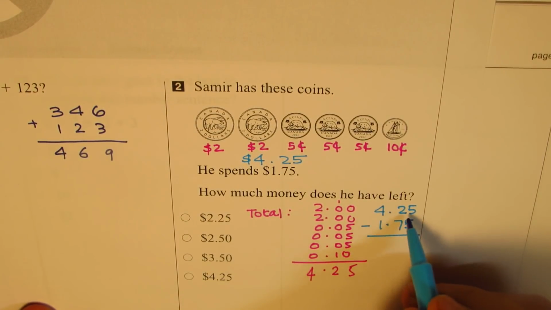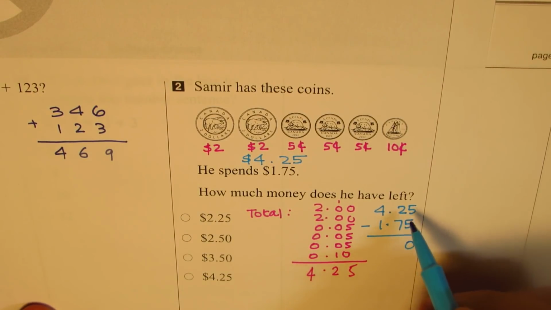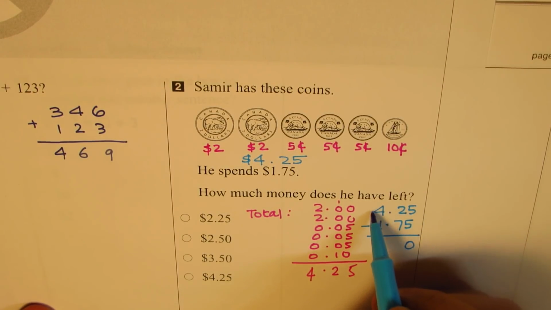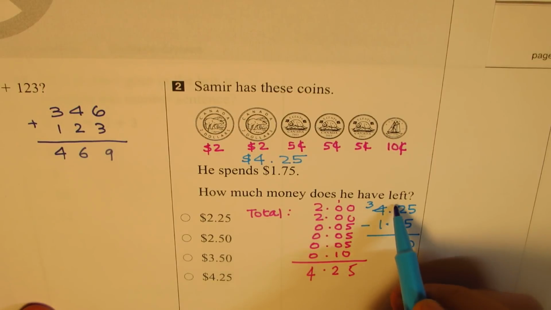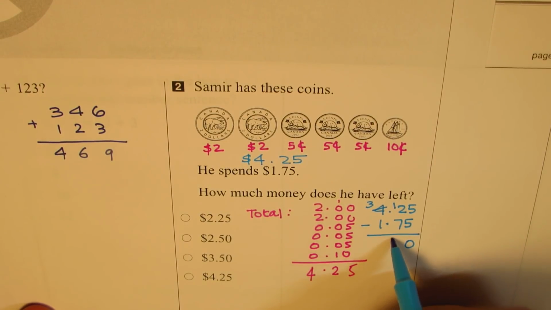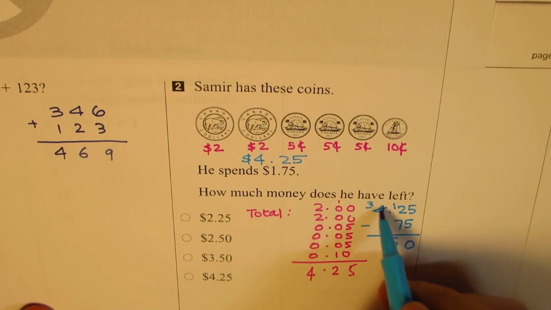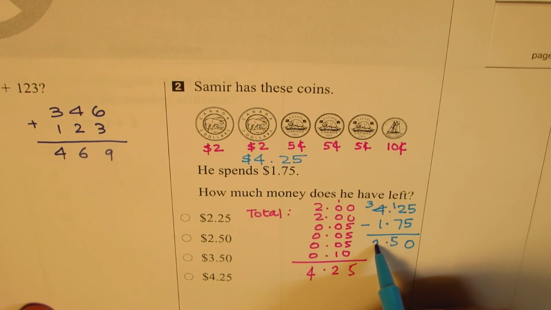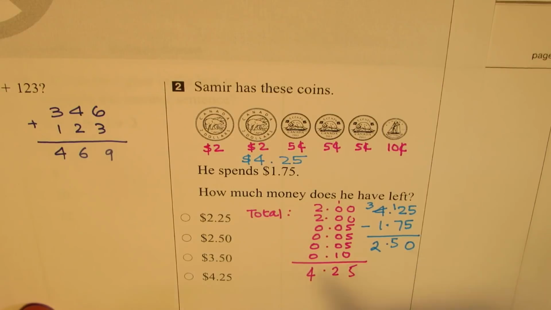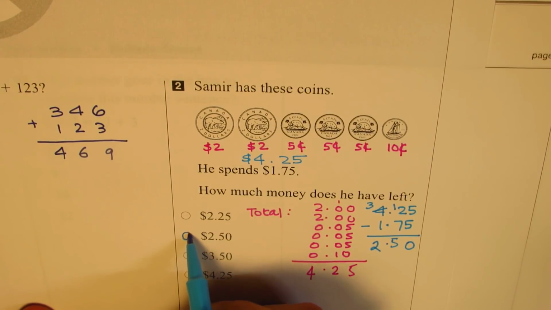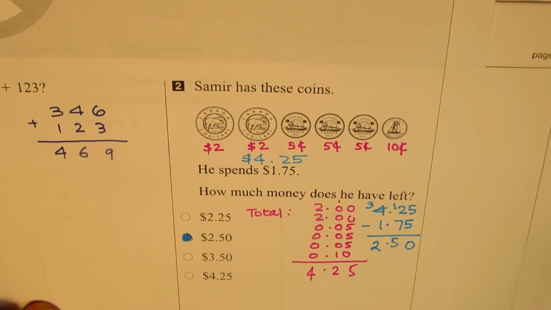So you'll have to borrow in this case, correct? So 5 and 5 is 0, but you cannot take away 7 from 2. So you borrow. It becomes $3, and then this becomes 12. So that gives you 5, and from 3 when you take away, you get 2. So $2.50 is your answer. So you'll shade in this. Is that clear to you? So that is how you're going to solve this particular question. I hope it makes sense.